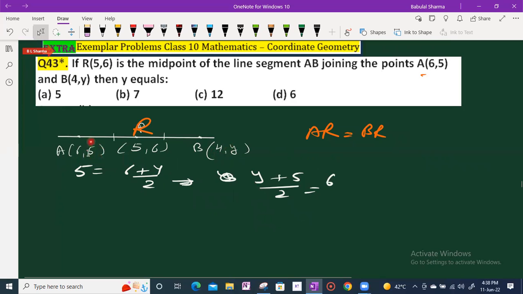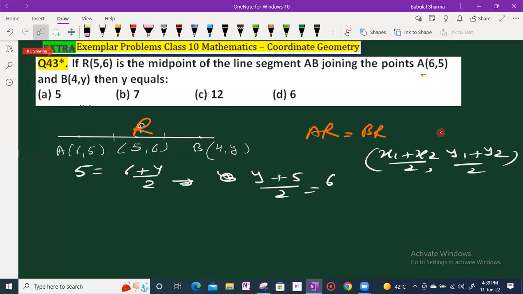यहाँ पे y1 आप 5 लीजिए, y2 आप y ले सकते हैं, और divided by 2 करेंगे तो इसका मिडिल पॉइंट y कोऑर्डिनेट आएगा, because the coordinates of midpoints are given by x1 plus x2 by 2 and y coordinate given by y1 plus y2 by 2.